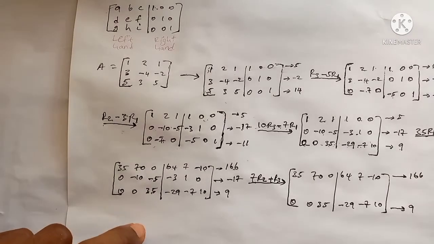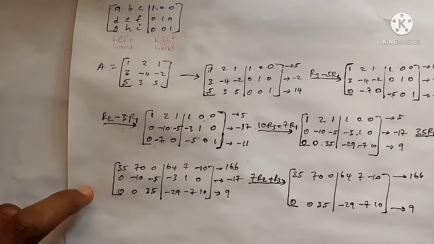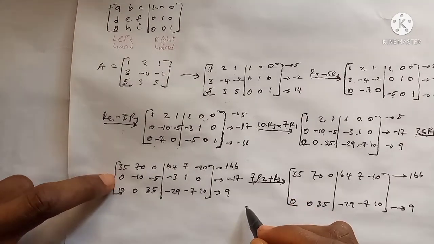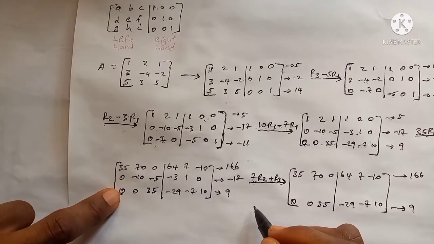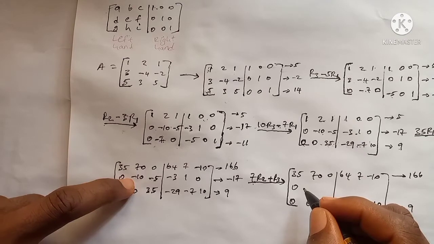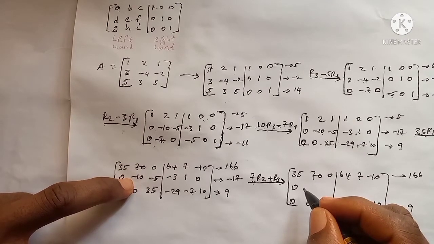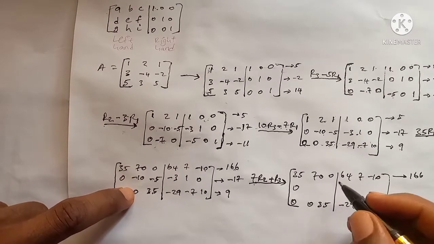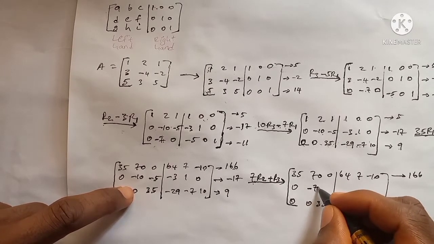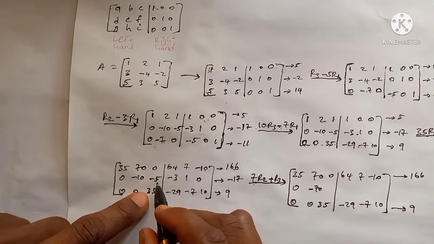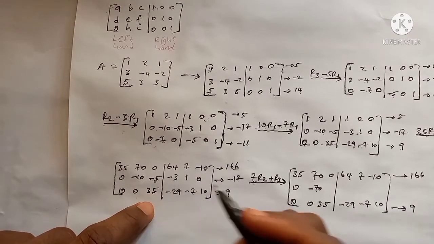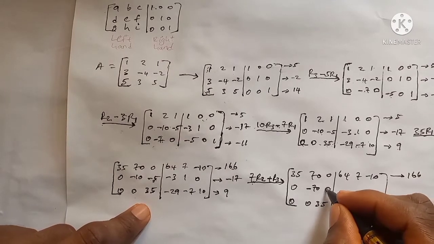Now next, we are going to perform our operations. 7 R2 plus R3. Now 7 times 0 is 0, plus 0 will give us 0 here. 7 times minus 10 is minus 70. Minus 70 plus 0 will give us minus 70. Now 7 times minus 5 is minus 35. Minus 35 plus 35 will give us 0.